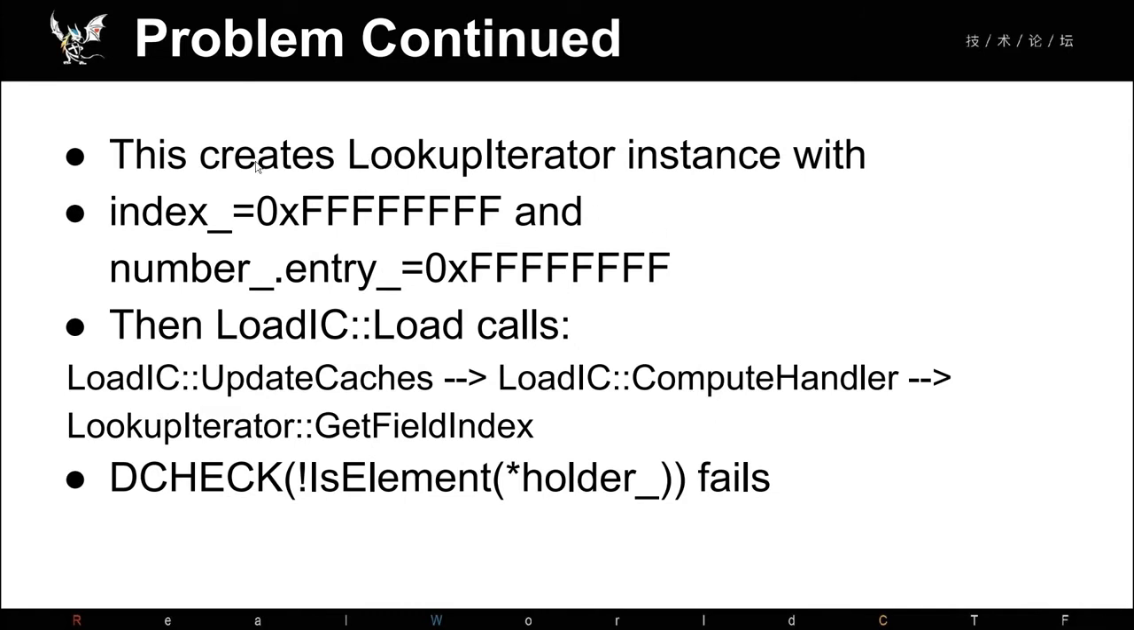And the problem is these two lines of code create a LookupIterator instance with index equal to this value and number_ equal to this value, which is 2 to the power of 32 minus 1. And LoadIC::Load generates the following function call. And within GetFieldIndex, this debug check fails.